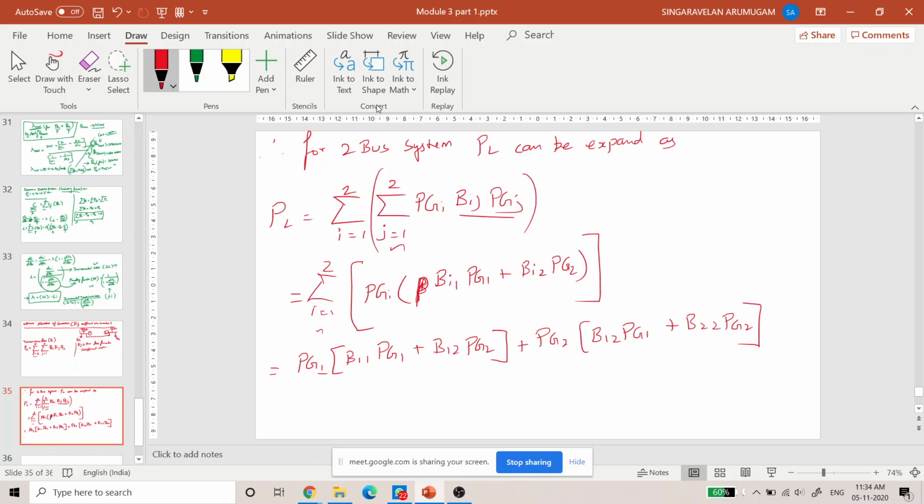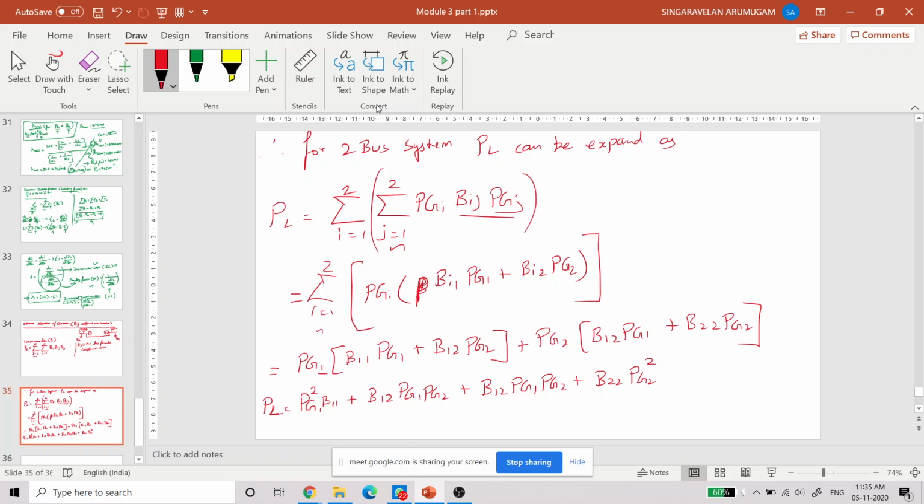Okay, and then if I multiply and substitute the PG1 inside and PG2 inside, I will get PL is equal to PG1 square B11 plus B12 PG1 PG2 plus B12 PG1 PG2 plus B22 PG2 square. So I will get PL like this.